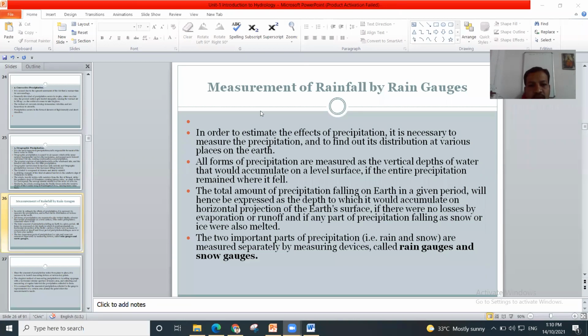Good afternoon all. In the last lecture, we have seen measurement of rainfall by rain gauges. The rainfall measurement is done by using devices like rain gauges and snow gauges. The gauges or devices that measure the rainfall are called rain gauges, and the gauges or devices that measure the snowfall are called snow gauges.